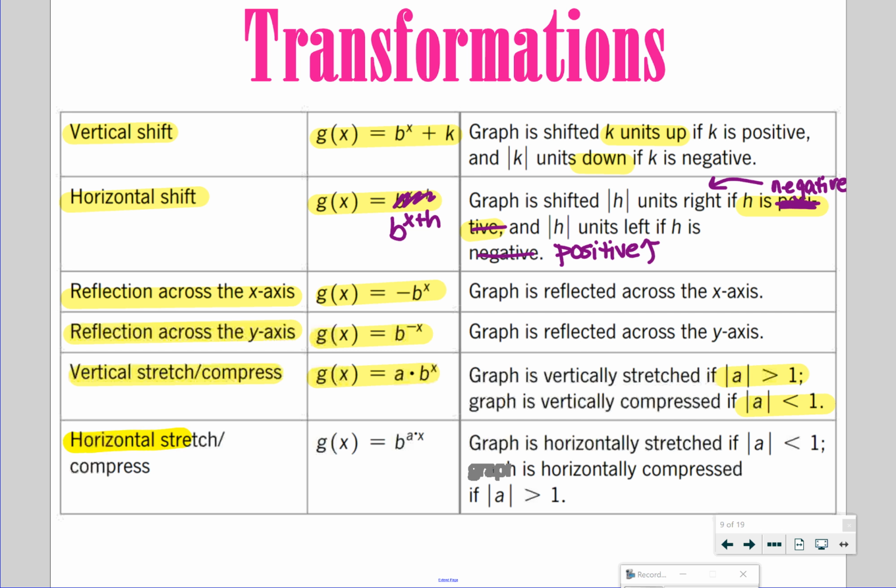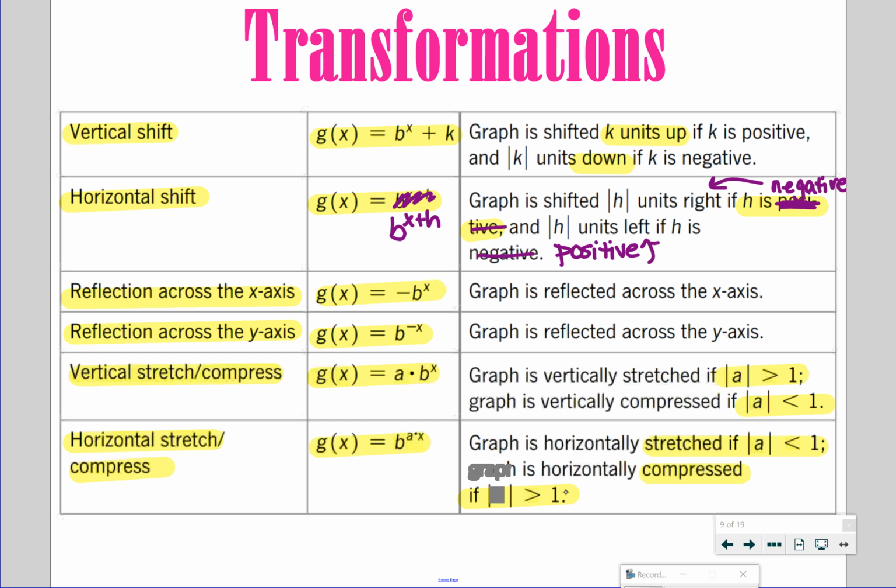And then finally, horizontal stretch or compression, that's if you have a number multiplied on the inside. It's going to stretch if you have a number smaller than 1, and it's going to shrink or compress if you have a number bigger than 1. So these are actually all of the same rules that we saw before with transformations. The only difference now is we're applying it to a new type of function.